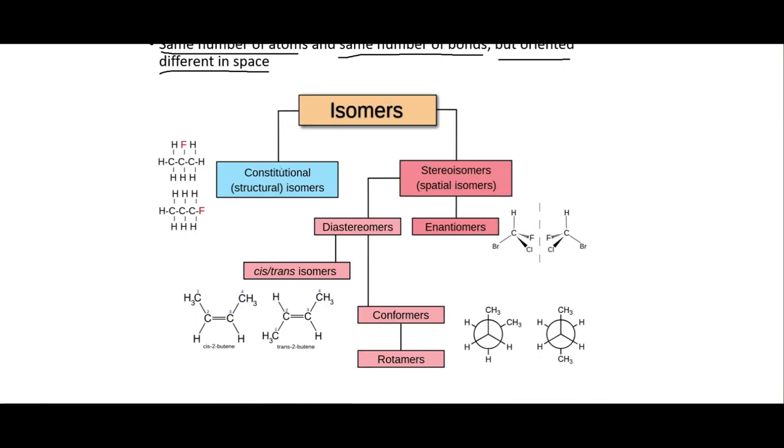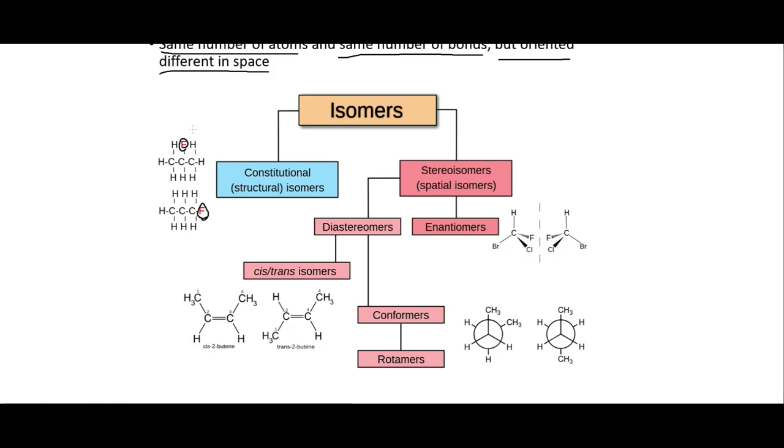And so we have constitutional isomers, which actually have the bonds on things to different carbons, or the atoms are bound to different other atoms. So here we have this fluorine bound to this primary carbon here, where here we have this fluorine bound to this secondary carbon here. But these both have the same number of hydrogens, the same number of carbons, the same number of fluorines, but they are bound to different atoms. So the way the atoms are bound is actually changed around.